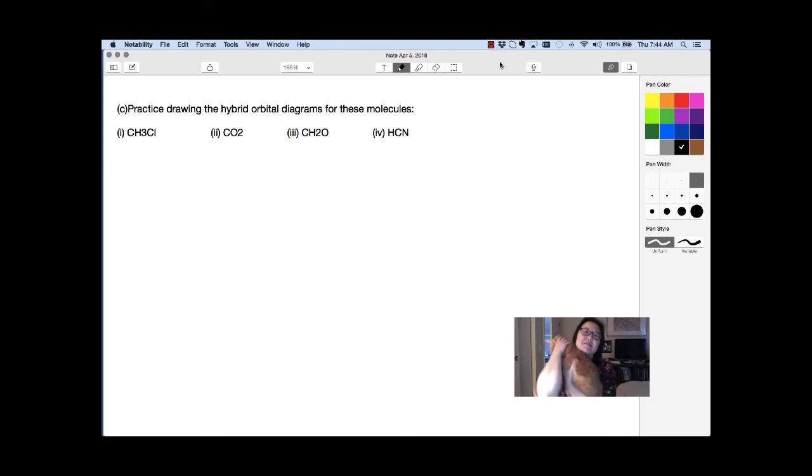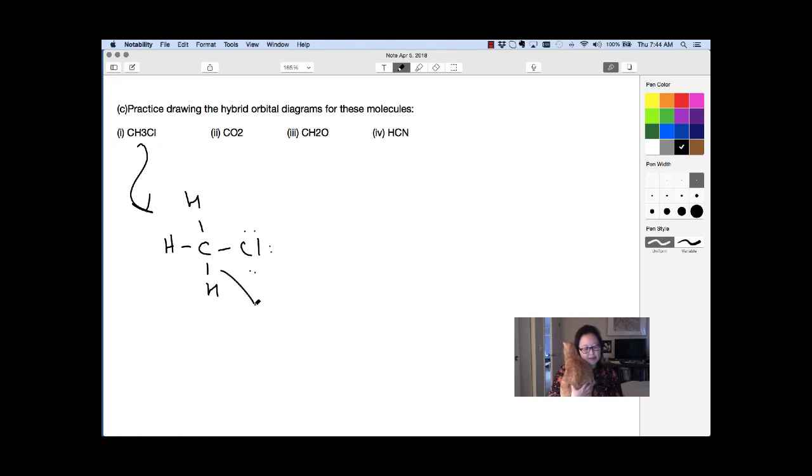So for these, I recommended you draw the Lewis structure first, and then we draw the sigma and pi bonds and figure it all out in a simple structure, and then apply it to a hybrid orbital diagram. So I would take this one and just draw a really simple Lewis structure first. So CH3Cl. And don't forget your lone pairs. Okay? So with that, I would then identify my hybridization. So this guy is going to be sp3.